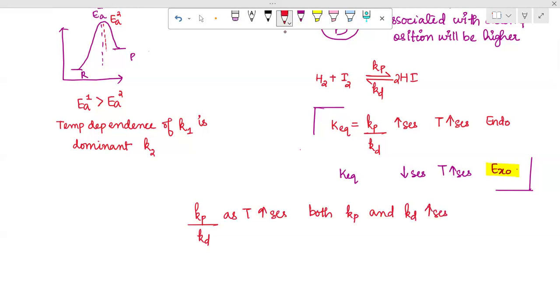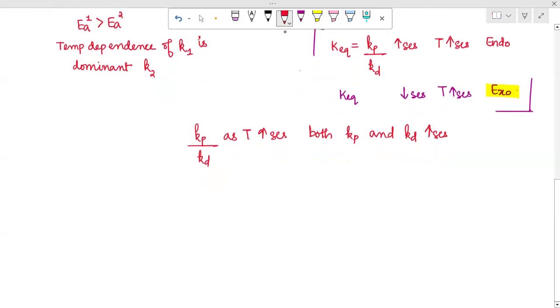So please pay attention. As your temperature increases, individual rate constants will of course increase, because that is something we have learned from the Arrhenius equation. More the temperature, more the number of effective collisions, and more the production of the products, and hence your rate constant increases.